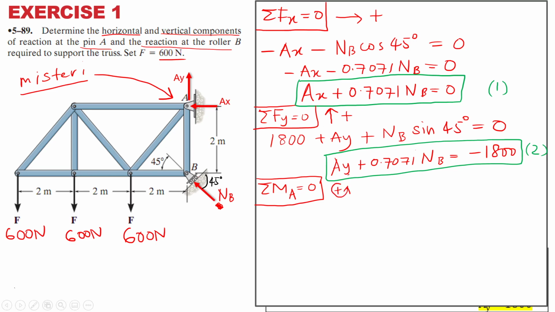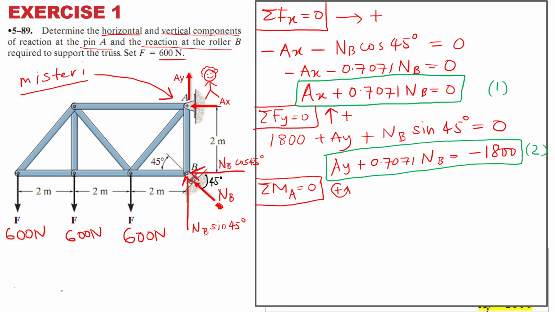Counterclockwise is positive. So now look properly. Location A is up here, not B at the bottom. This is where you are. Here you're going to have something like this, and one force like this. Remember what this is? This is NB cos 45. This is NB sin 45 degrees. There you go.